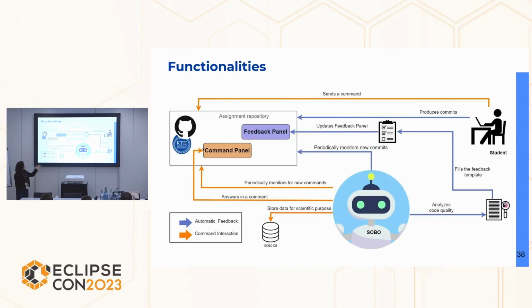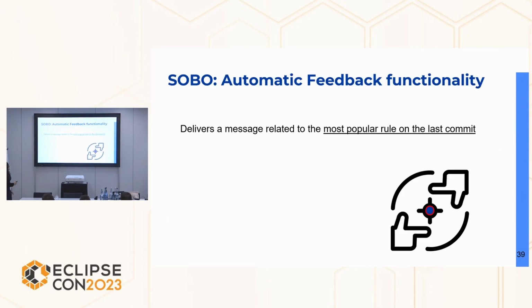So functionalities, I already showed you this overview before, but again, on the purple side, we have the automatic feedback functionality. On the orange one, we have the command interaction. So first, the automatic feedback functionality.